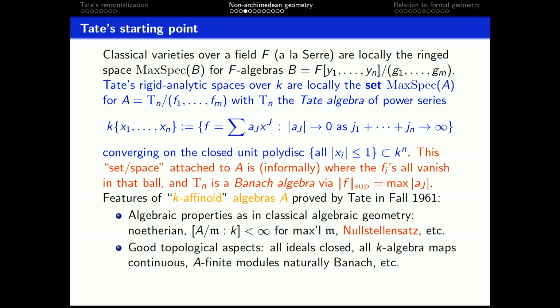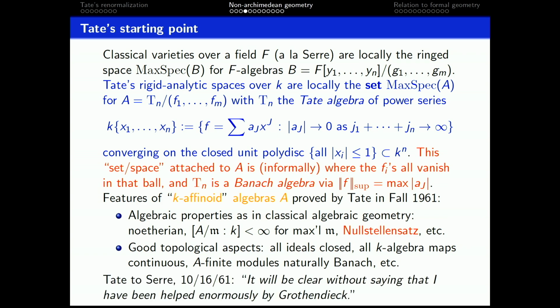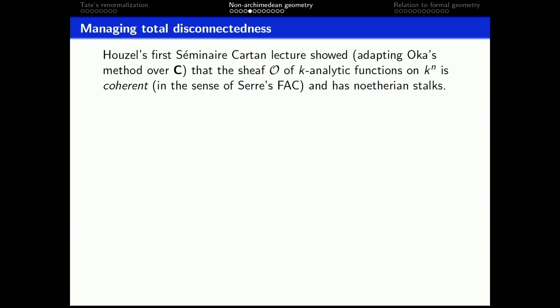All ideals are closed, but remember, this topology is not defined by commutative algebra, right? It's defined by a norm. All ideals are closed, maps are continuous, modules have natural Banach structure. Anyway, he was able to do a lot with this. But again, he interacted tremendously with Grothendieck, who suggested many ideas, and they both developed this quite well.